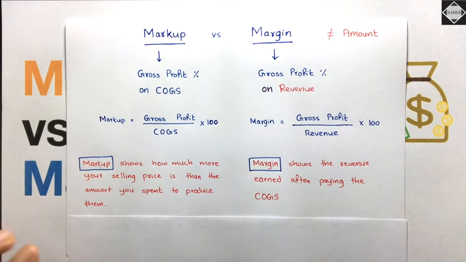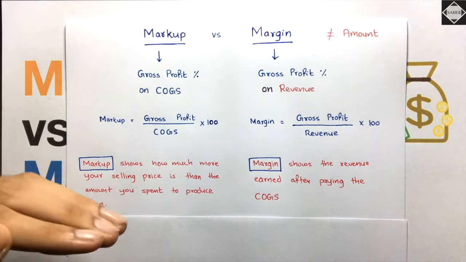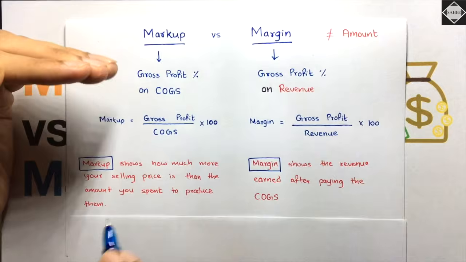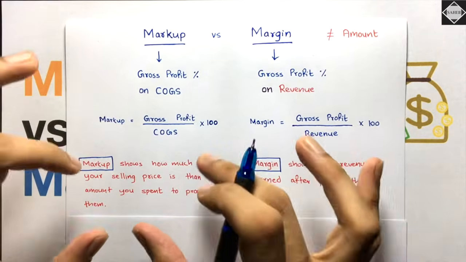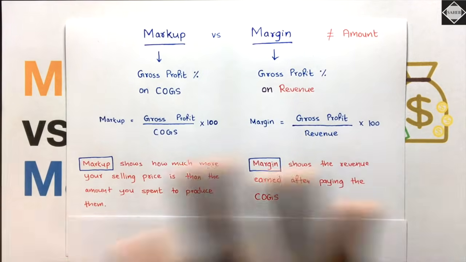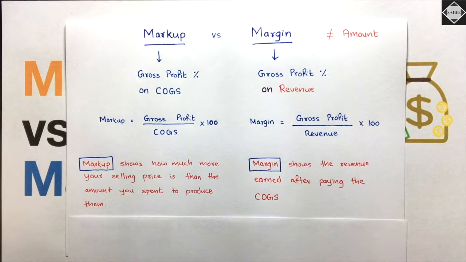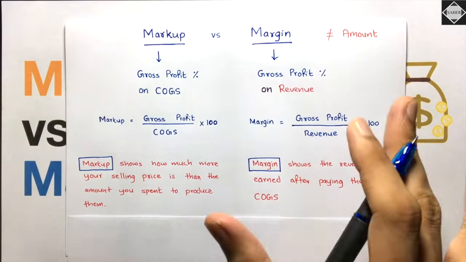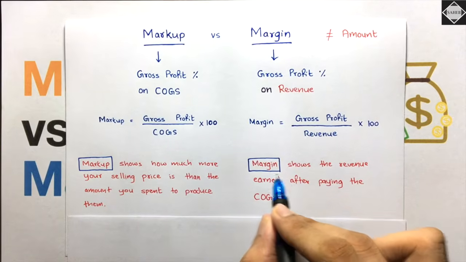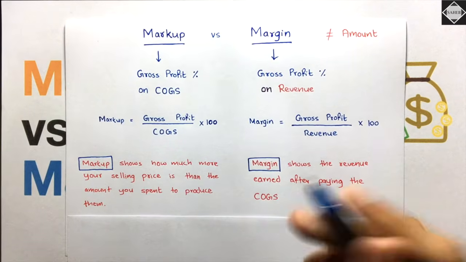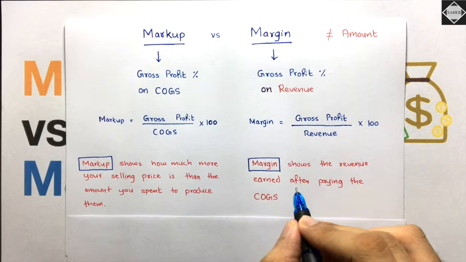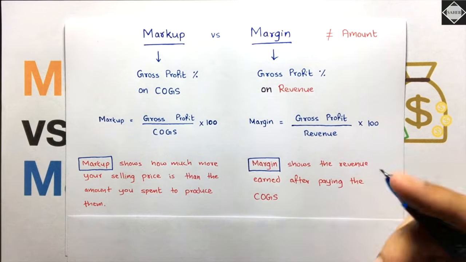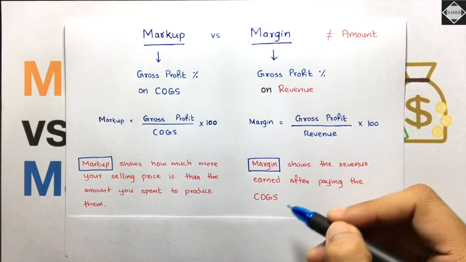That's what your markup shows. How much more your selling price is than the cost of goods sold you spend to produce them. Don't worry, we will see this practically with an example. You will be totally clear with this. Here you're just understanding a little bit of the concept and getting an overview. Then see here, margin shows the revenue earned, how much revenue you have earned after paying the cost of goods sold, the direct expense.